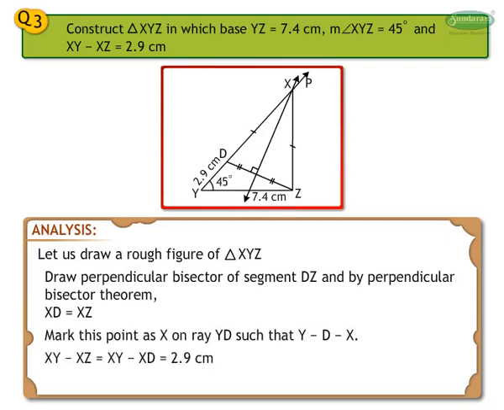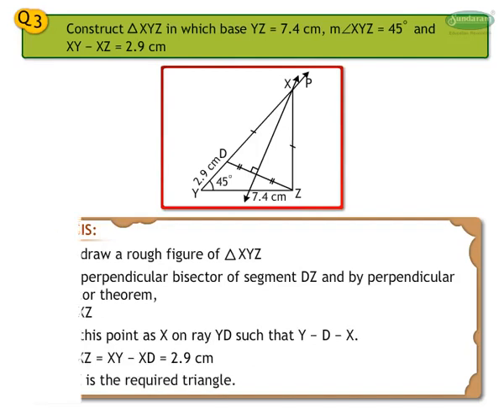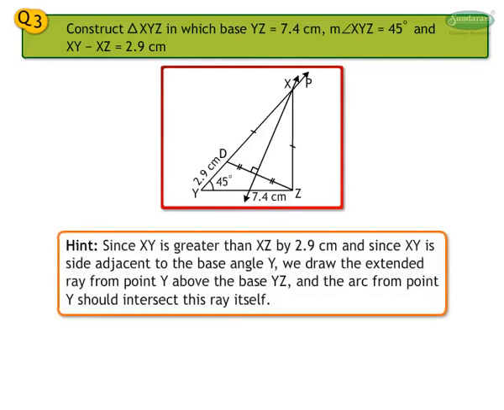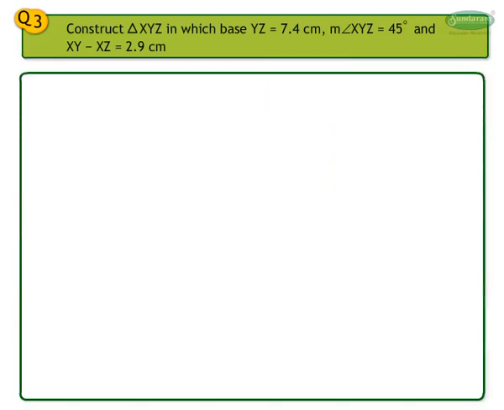XY minus XZ is equal to XY minus XD is equal to 2.9 centimeters. Triangle XYZ is the required triangle. Hint: since XY is greater than XZ by 2.9 centimeters, and since XY is the side adjacent to the base angle Y, we draw the extended ray from point Y above the base YZ, and the arc from point Y should intersect this ray itself. Let us see the steps of construction.